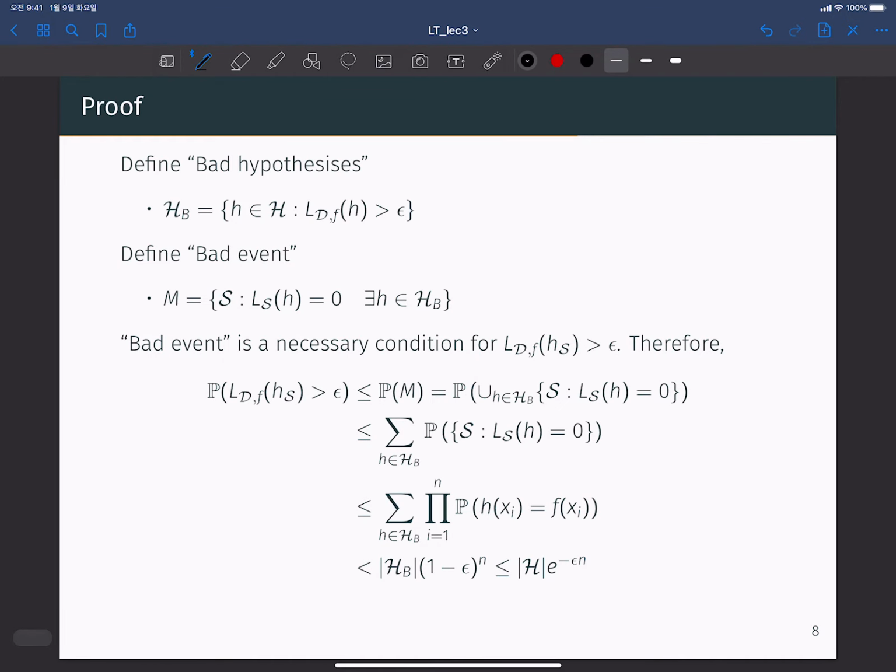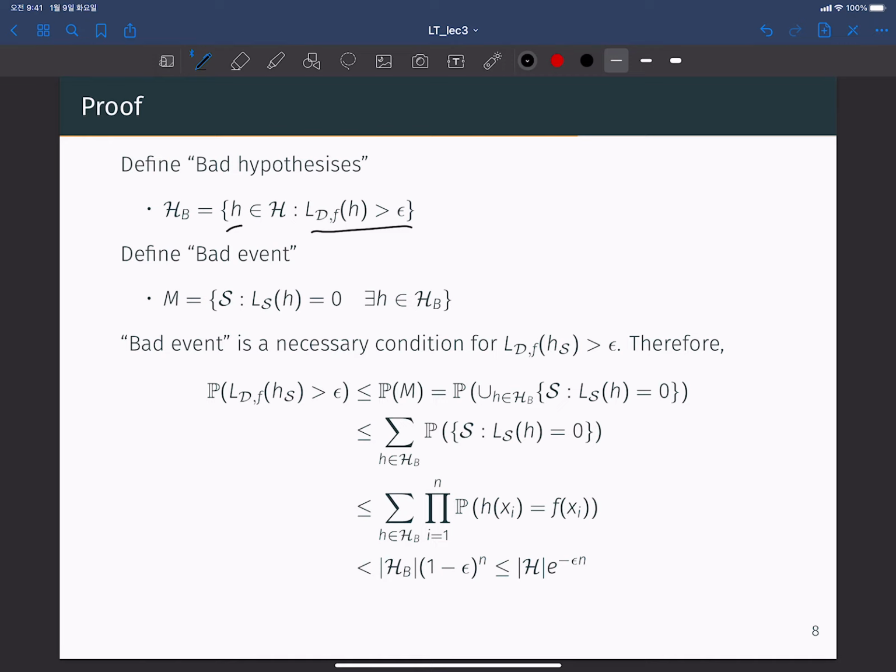So the proof is also very simple. How to show the sample complexity? Let's first define a bad hypothesis. So what is a bad hypothesis? A hypothesis having test error strictly bigger than epsilon. And then define a bad event. What is a bad event? At least one bad hypothesis having 0 training error.